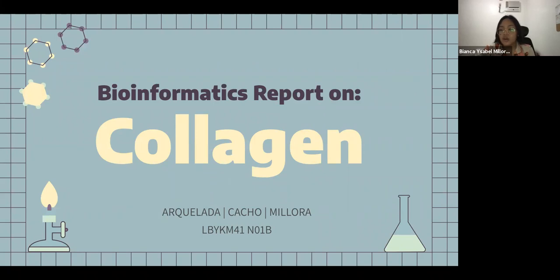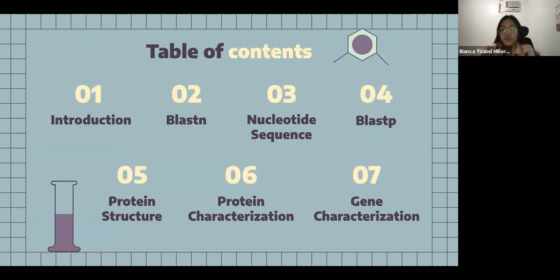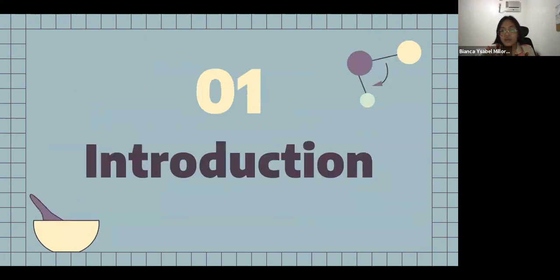And today we're going to talk about our group's report on the bioinformatics of collagen. This will be the flow of our report. We're going to start with the introduction, followed by the BLAST and output, followed by the nucleotide sequence, BLASTP, protein structure, protein characterization, and lastly, gene characterization. Let's first start with the introduction.